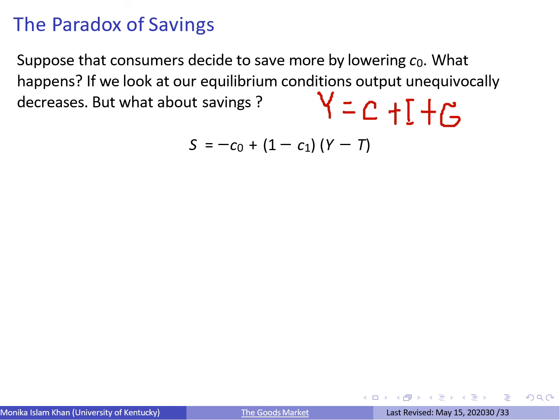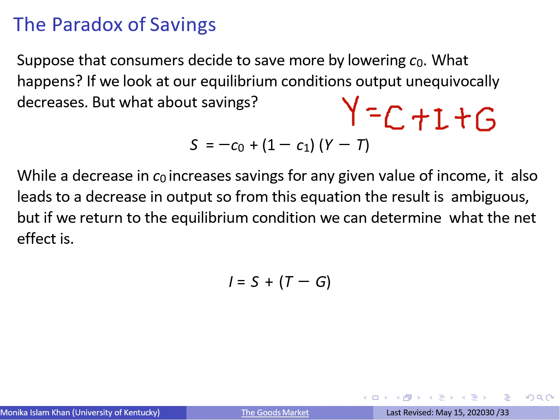Now suppose consumers want to save more by lowering their subsistence level of consumption, C0. If we look at our equilibrium conditions, we can see that a fall in consumption would lead to a fall in output. But what about savings? Well, there are two cases. First, a decrease in subsistence consumption leads to a decrease in output, and according to this equation, a decrease in output would decrease savings. Second, a decrease in subsistence consumption also increases savings here because this sign here is negative. Therefore, the result is ambiguous because a decrease in subsistence consumption to save more leads to both an increase in savings and a decrease in savings. Hence, the result is ambiguous.